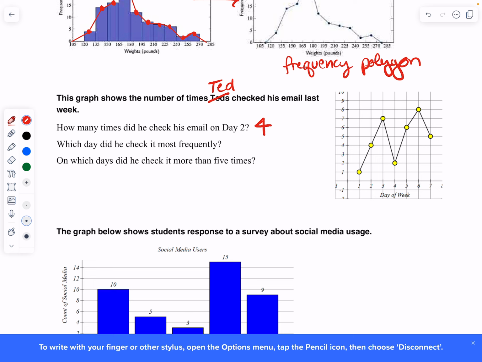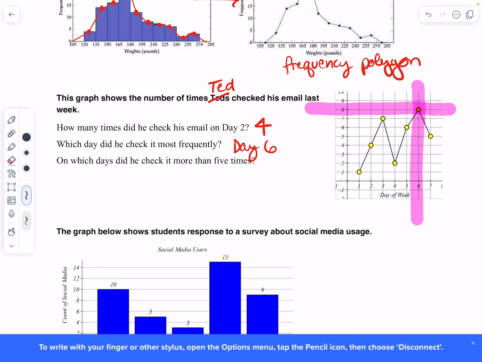So most frequency means the highest frequency out of all of them. If we look at that, the highest point here, which is 8, happened on day 6. So which day did he check it more frequently? It's going to be day 6.